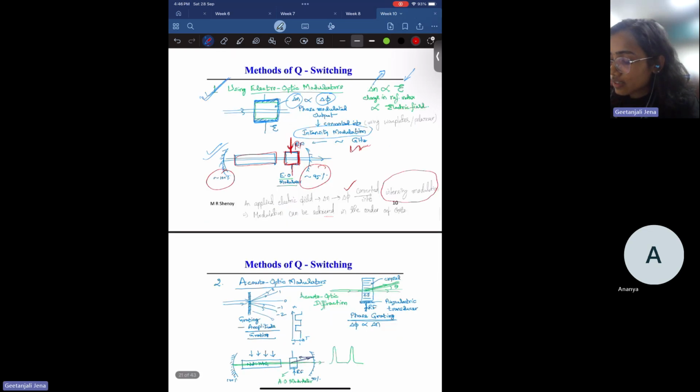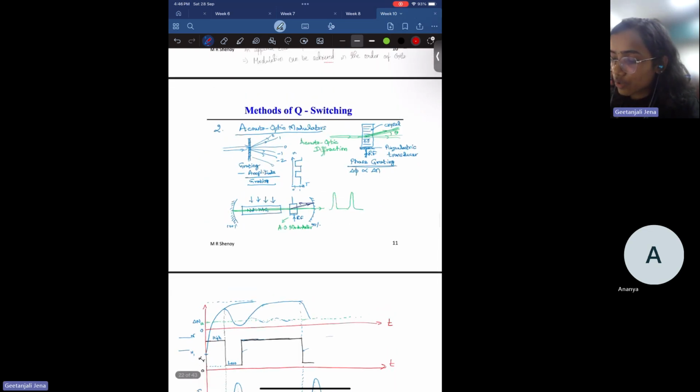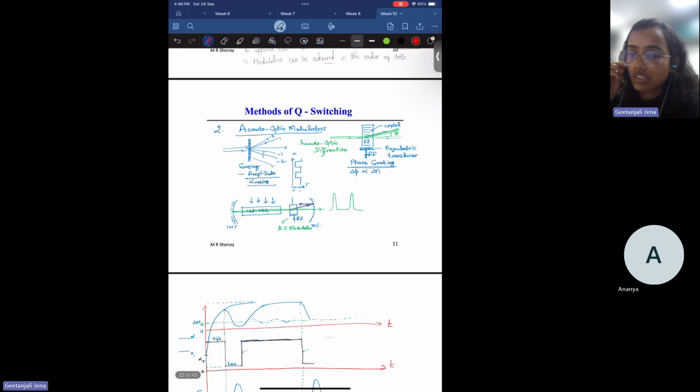And the next one is the acousto-optic modulator. So in the first case, by incident external electric field, we are changing the refractive index and the phase and finally the intensity modulation.